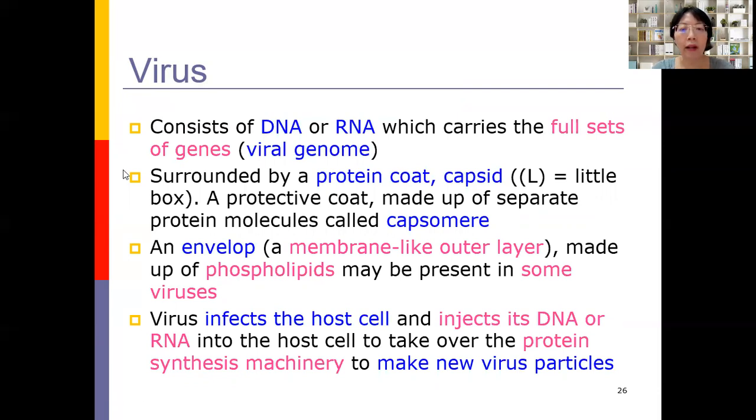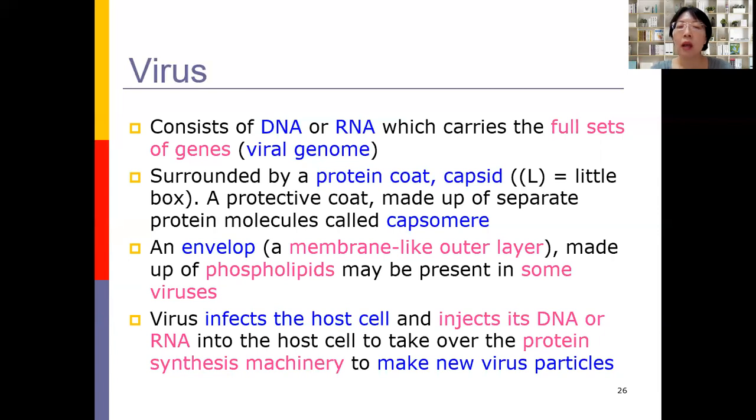A virus infects the host cell and injects its DNA or RNA into the host cell and takes over the protein synthesis machinery to make new virus particles. So when a virus enters the cell, it must make sure that the viral genome, the DNA or RNA, is injected into the host cell so that the host cell will be able to read the viral genome to make new viruses. So it will hijack the machinery of the cell.